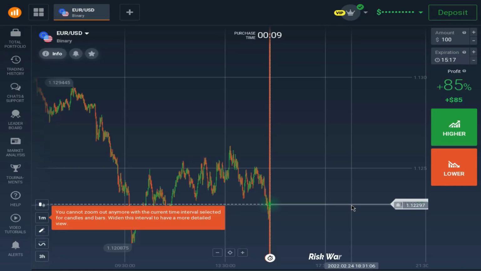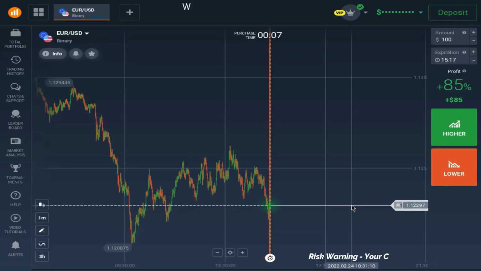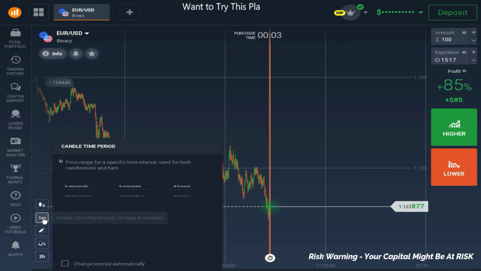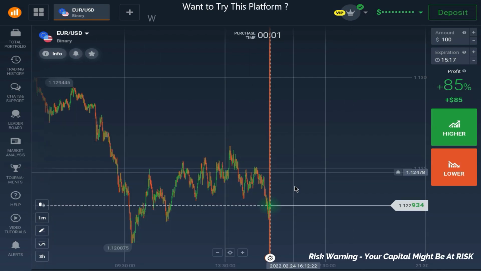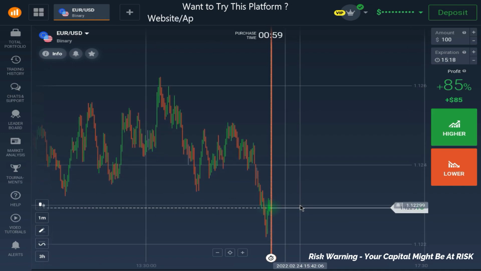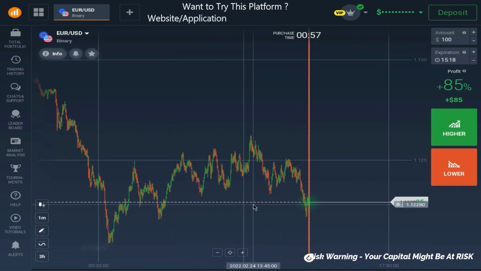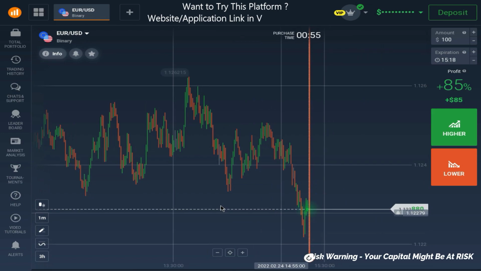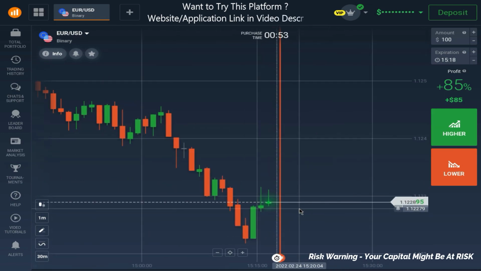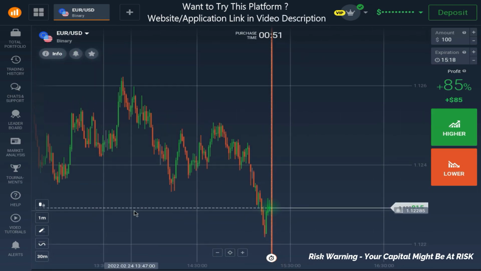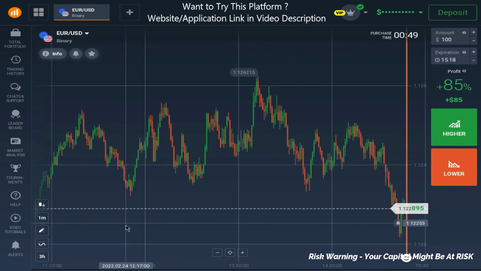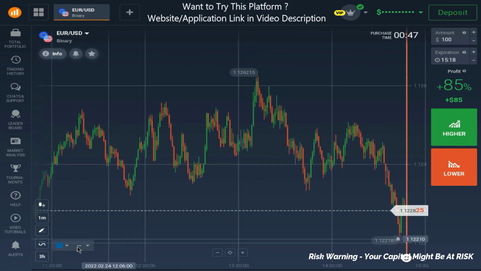Hello traders, so in this video we are going to trade over 1 minute time frame. So let's get started. This is Euro US dollar chart and I'm using 1 minute candlestick to analyze the chart. So first of all, let's draw some key levels, and after that we will analyze the chart according to the story.